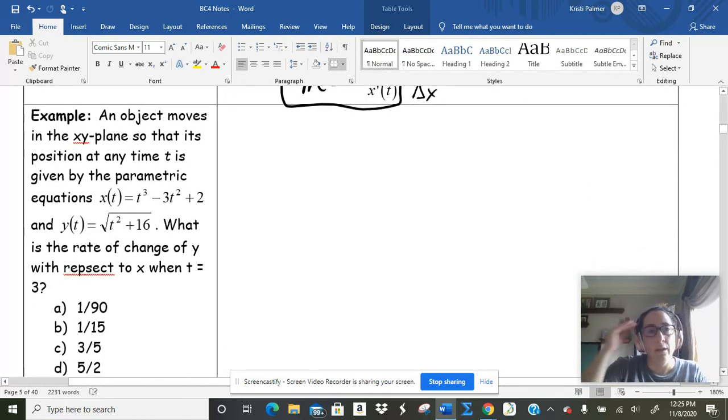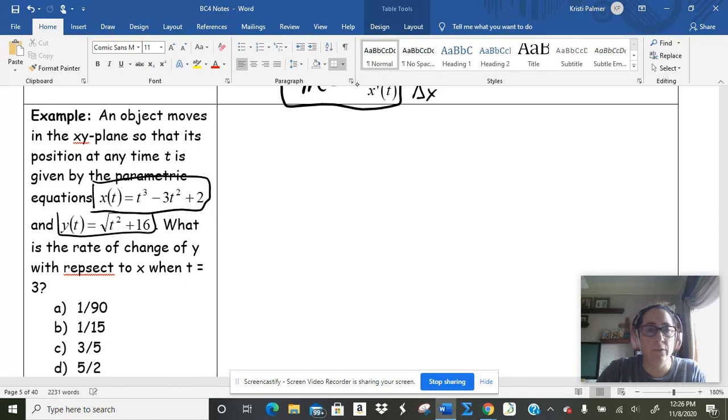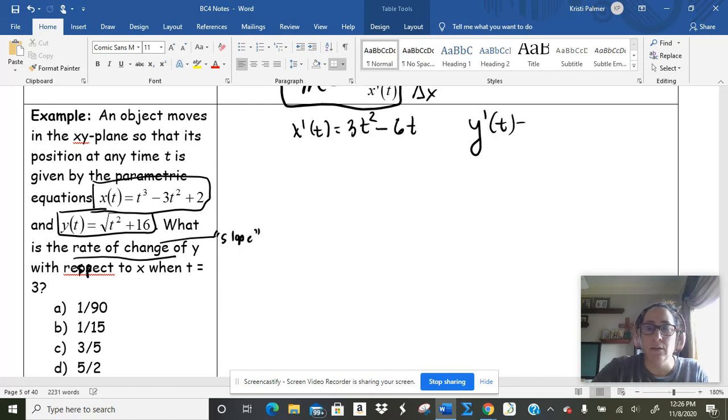Okay, so here's an object. It says it's moving in the xy plane so that at any time, this is what x of t is, and this is what y of t is. What is the rate of change, aka slope, of y with respect to x when t equals 3? So it's just saying, what's the slope when t is 3? So I need to take my x and take the derivative there. Squared minus 6t, and I need to take my y and take the derivative of that. That's my chain rule.